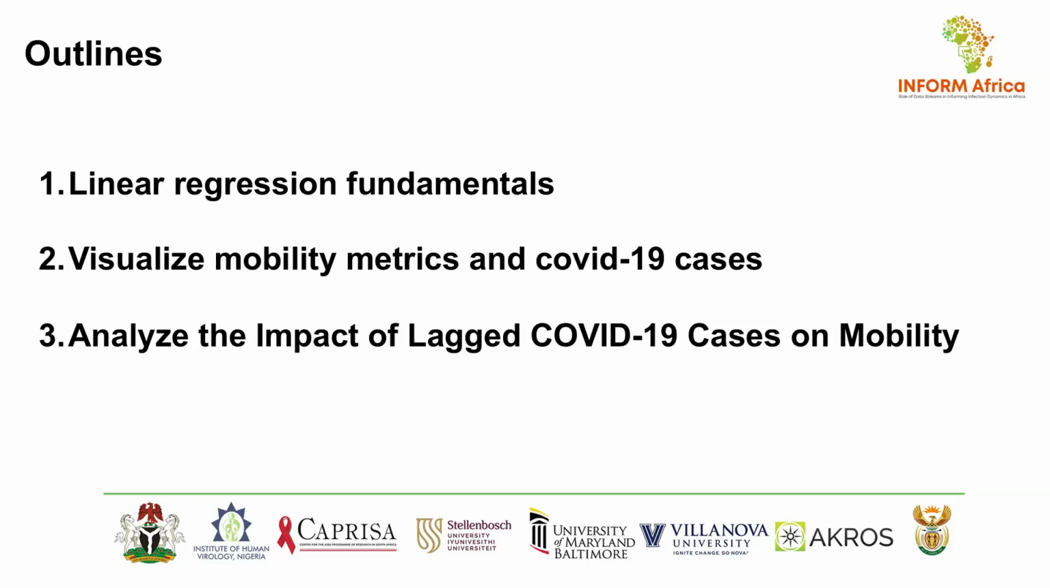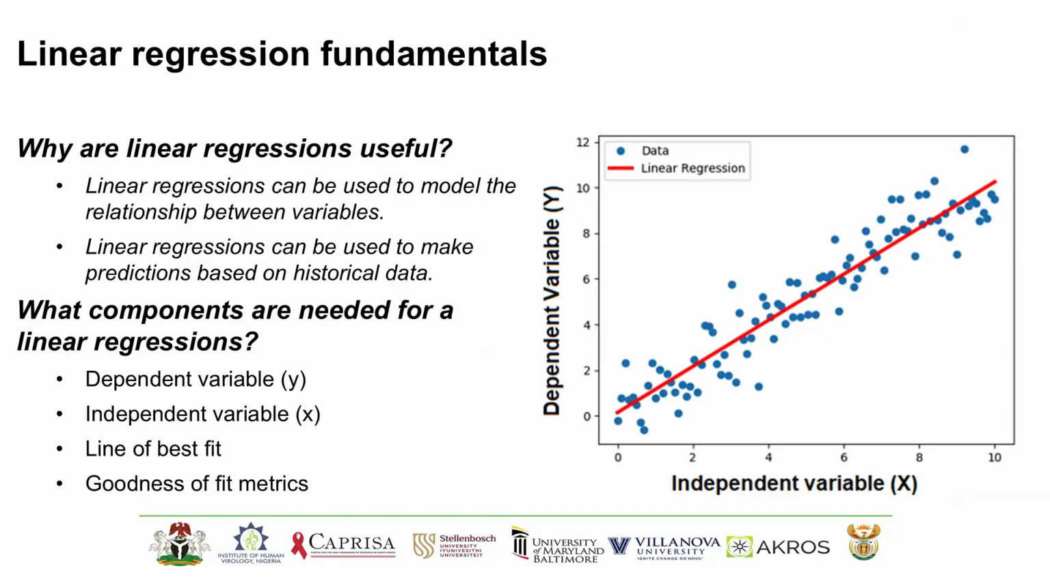Let's begin with a quick review of linear regression. Linear regression helps us model how one variable depends on another, for example, how mobility changes when infection cases rise. It also allows us to predict outcomes based on historical data. Every regression requires three main components: a dependent variable y, an independent variable x, and a line of best fit. We'll also look at goodness of fit metrics like R2 to measure how well the model explains the data.